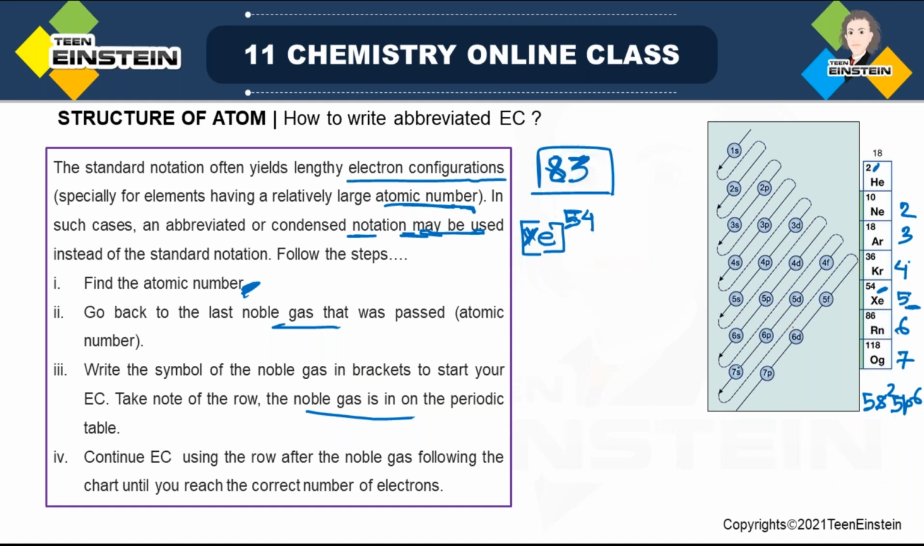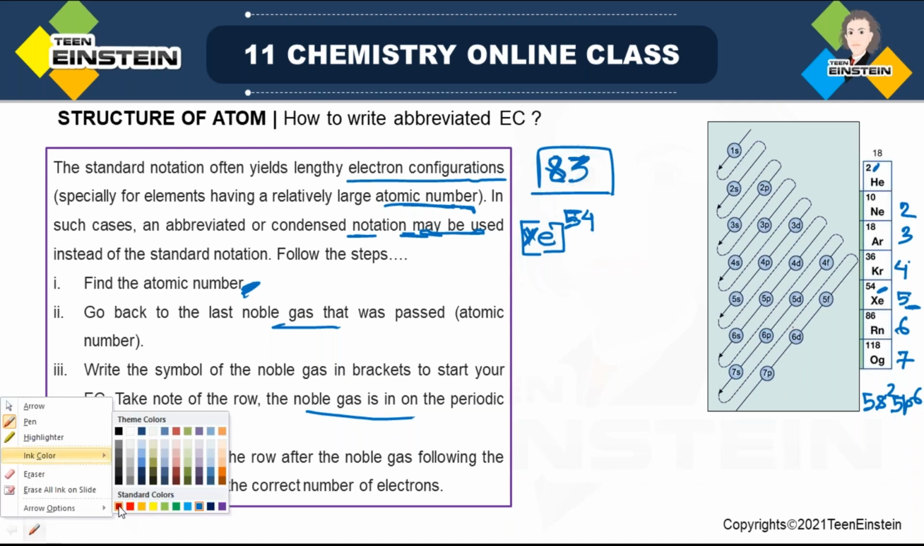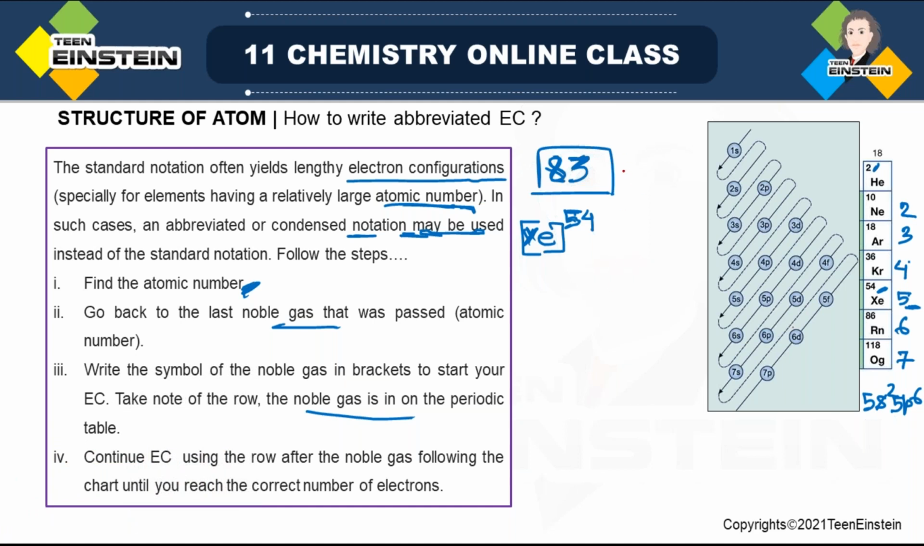So take note of the row the noble gas is present in the periodic table, and now you have to continue the rest of the electronic configuration. For that, the next step is: what is the number of remaining electrons? So 83 minus 54. How many electrons are present? It is 29 electrons. Now these 29 electrons you have to fill according to the Aufbau principle.